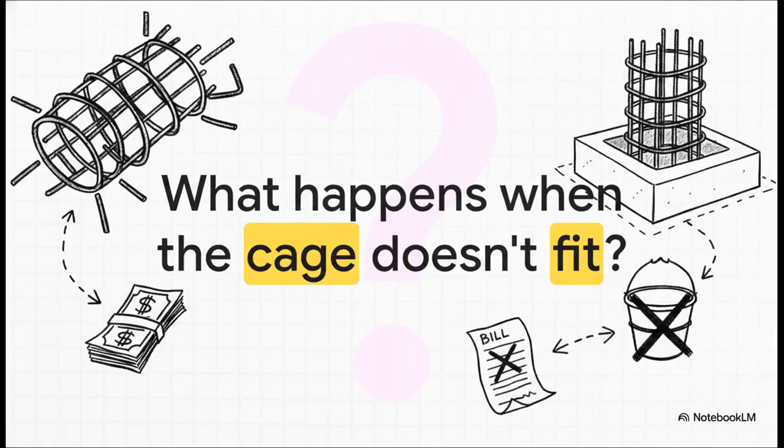Because honestly, this is the million-dollar question. What actually happens when the reinforcement cage doesn't fit the formwork? Well, if your detailing is off, you end up ordering the wrong steel, wasting material, and sitting there with cages that simply cannot be poured. A wrong BBS isn't just some tiny typo on a spreadsheet. It creates a domino effect: a wrong steel order, an incorrect bill, and a cage that literally will not fit.